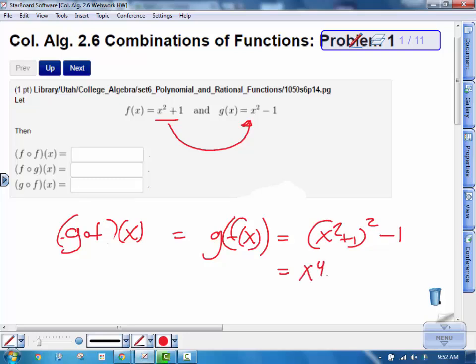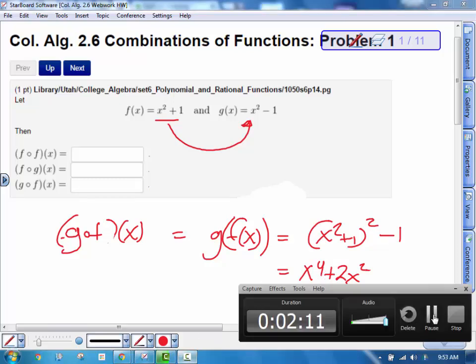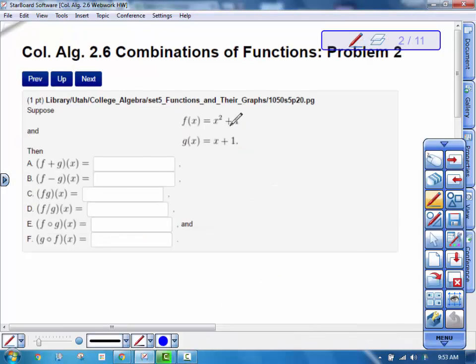But to simplify it, it's x to the fourth plus 2x squared plus 1 minus 1, which ends up giving you just this function right here. So either you enter in this or this, you should get the right answer. Okay, the next problem then wants us to, it gives us two functions and wants us to do a bunch of different operations.